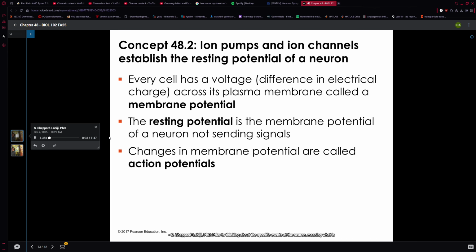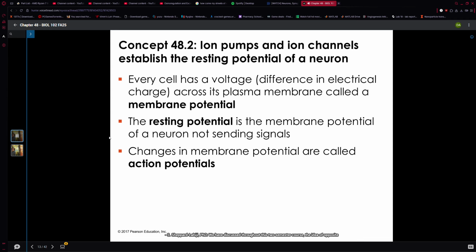Prior to thinking about the specific events at the neuron, meaning what is being mentioned within concept 48.2 and the rest of the slides within this module, I want to mention that our body overall is electrically neutral. There are equal numbers of positive and negative charges. But there are areas in our body where one charge is seen in greater amounts than another, meaning there are areas that are positively charged or negatively charged.